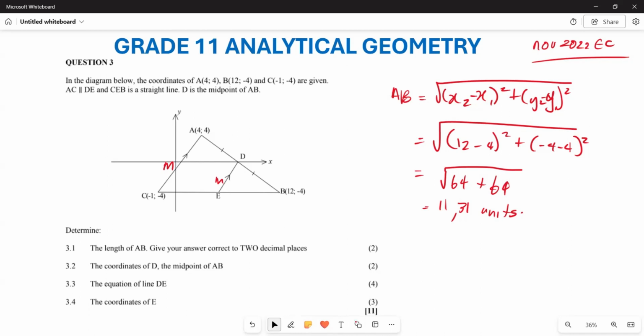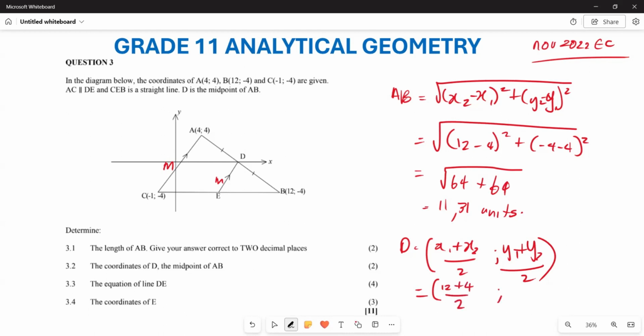The next question is, they want us to determine the coordinates of D, the midpoint of AB, right? So simple. Whenever you're looking for a midpoint, you start by writing the midpoint formula. So the coordinates of your D are going to be x1 plus x2 divided by 2 and y1 plus y2 divided by 2. And then for the x, this is 12 plus 4 over 2.